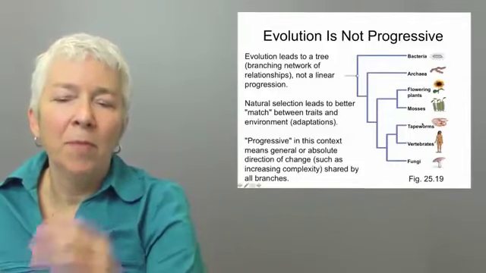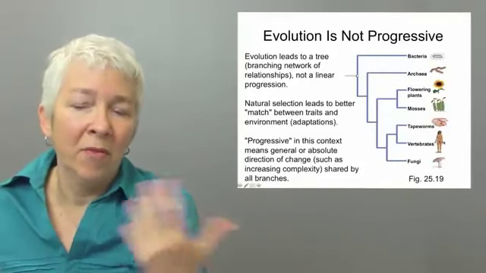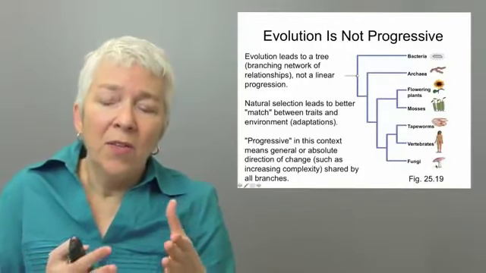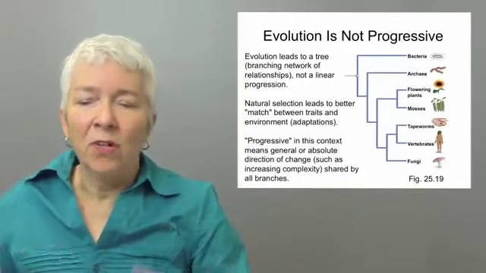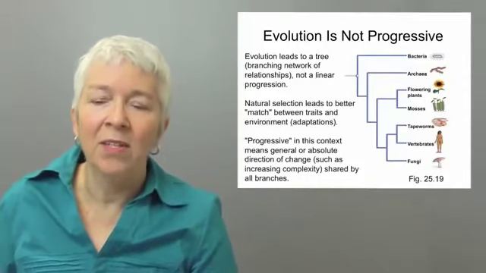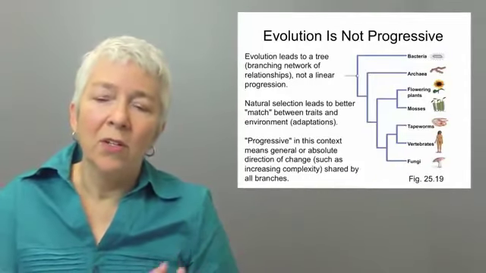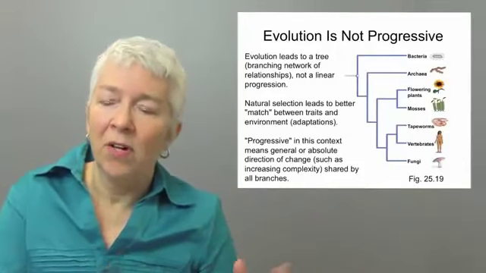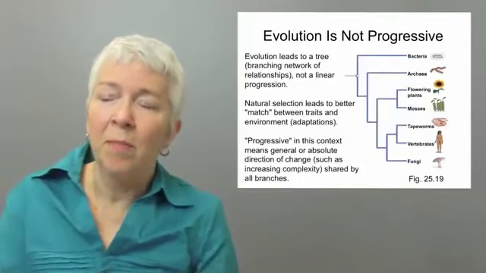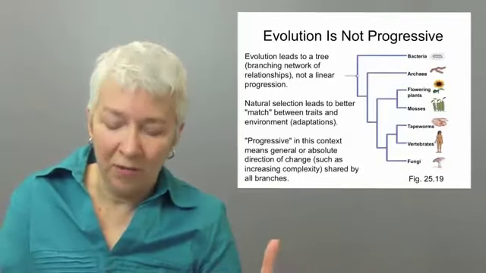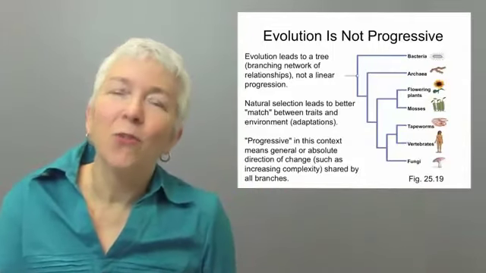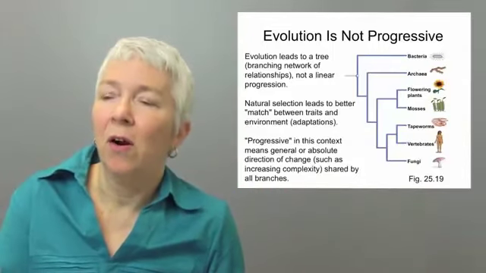The environment of a tapeworm is completely different from the environment of a vertebrate such as ourselves, which is completely different from the environment of a fungus. And so the kinds of traits that are advantageous for a tapeworm are different from the kinds of traits that are advantageous for a fungus. And so natural selection tends to shape different kinds of organisms in very different ways because the environment is very different. So this is what is meant by the statement, evolution is not progressive. There's no linear direction in which all branches are going.